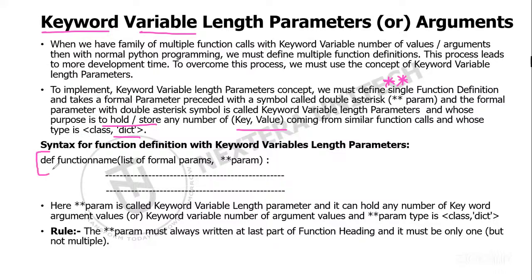And when you are defining the function, you can have only one keyword variable length parameter. And for identification, you'll identify it as 2 stars. And by default, it takes the type as dict. So this is the concept coming to keyword variable length arguments. A few more examples are pending, guys. We'll complete it.